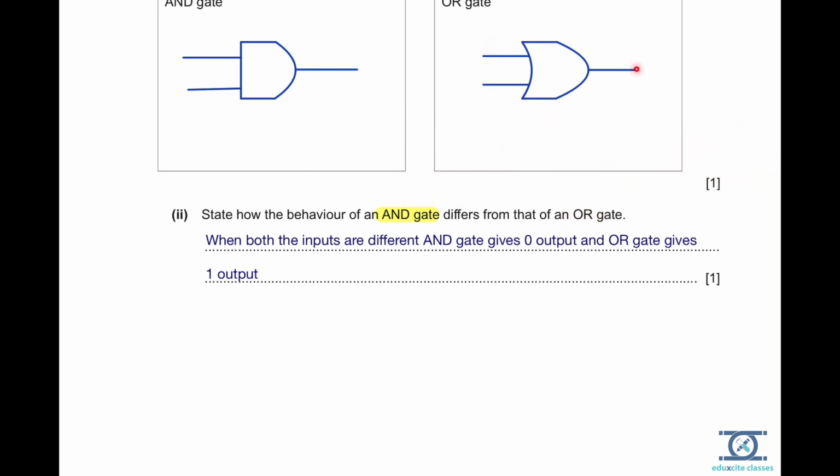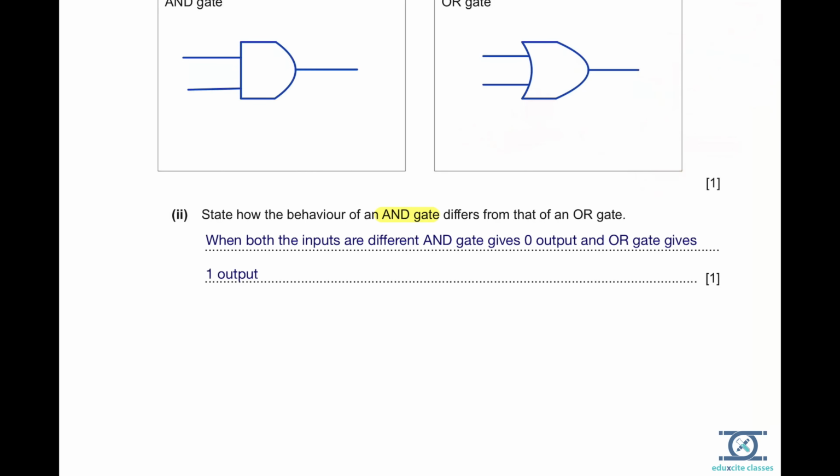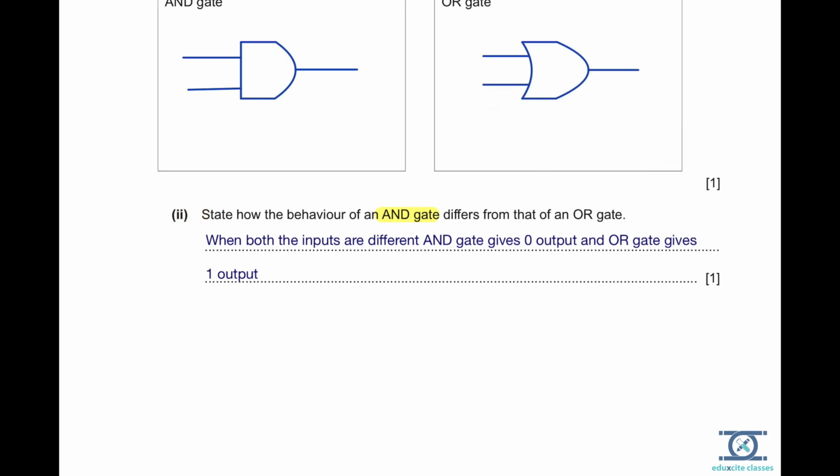And in parallel, if any of the switches is closed, current will pass through that branch. It will not pass the current only when they are open, meaning 0 0. So open means 0 and closed means 1. Similarly, when both the inputs are different in the AND gate, different meaning either 1 0 or 0 1, then you get the output 0 in the AND gate. And if these are different in the OR gate, I get the output as 1. So that is how the behavior of the AND gate differs from the OR gate. I hope you get it.